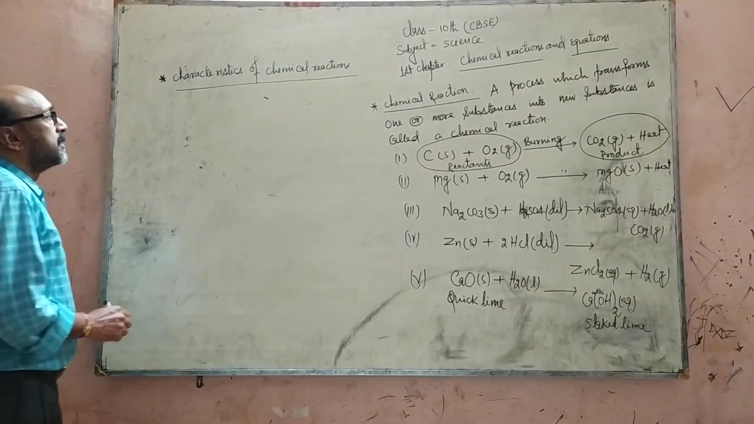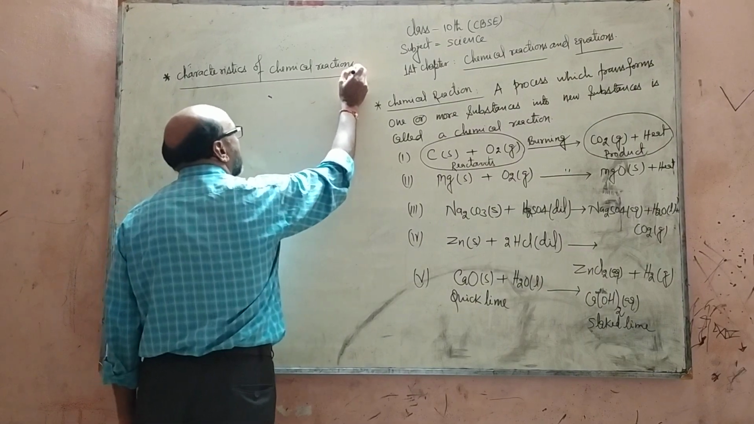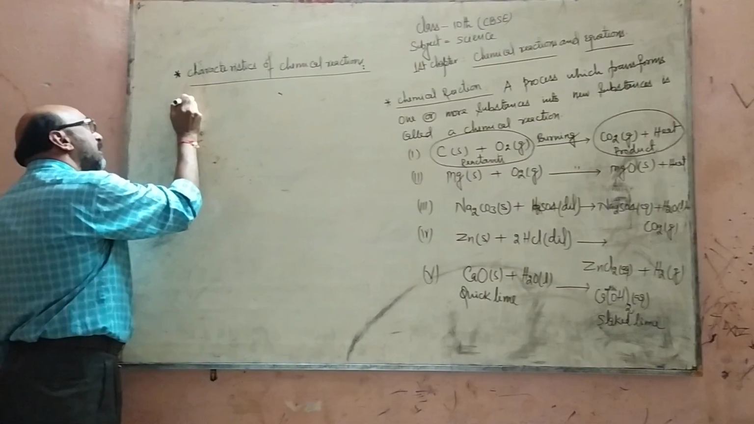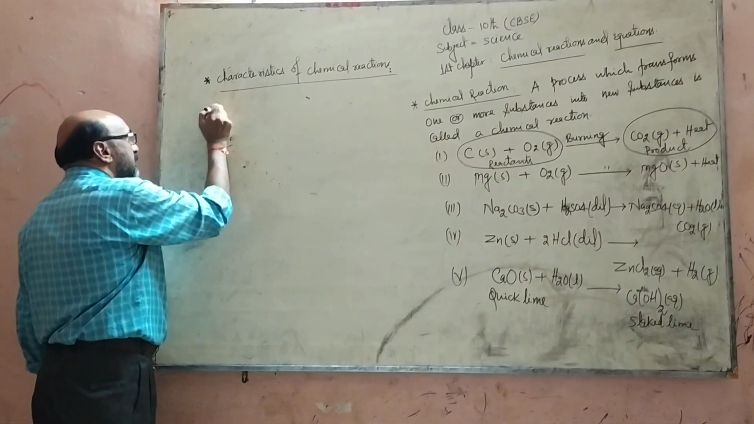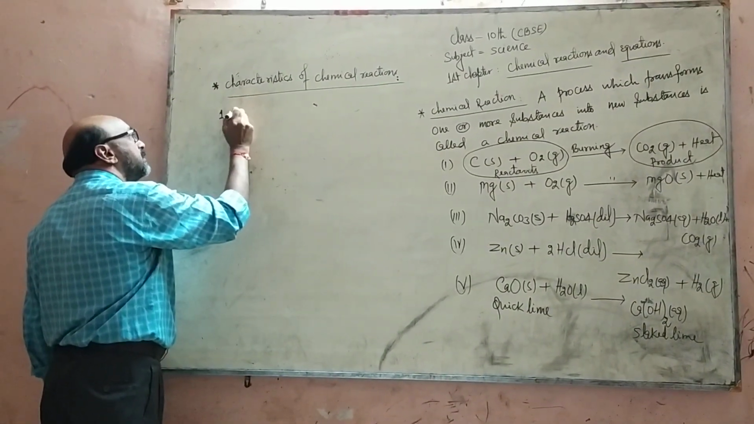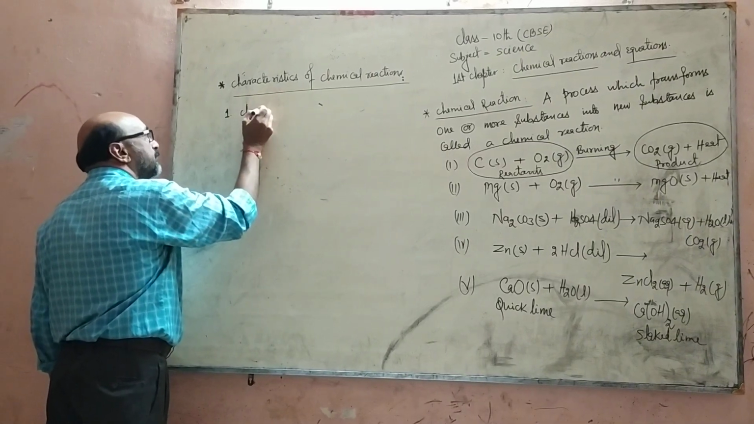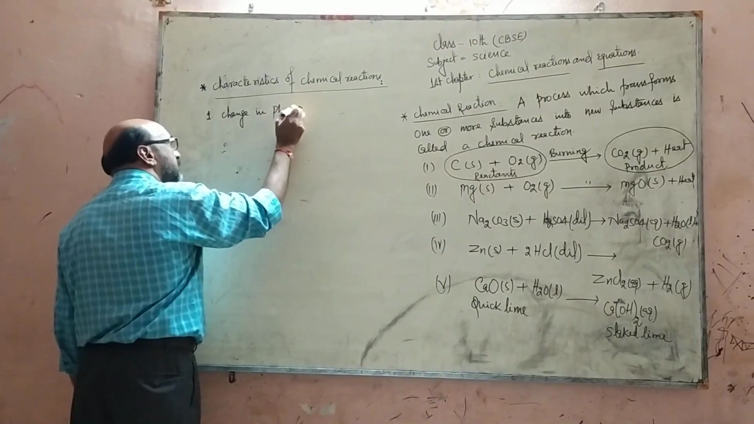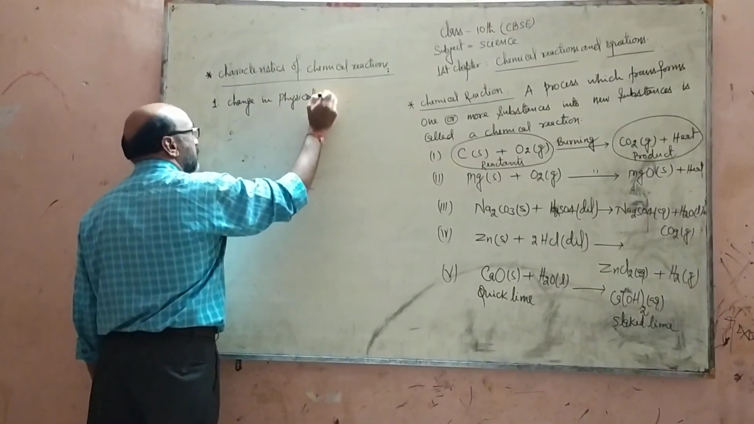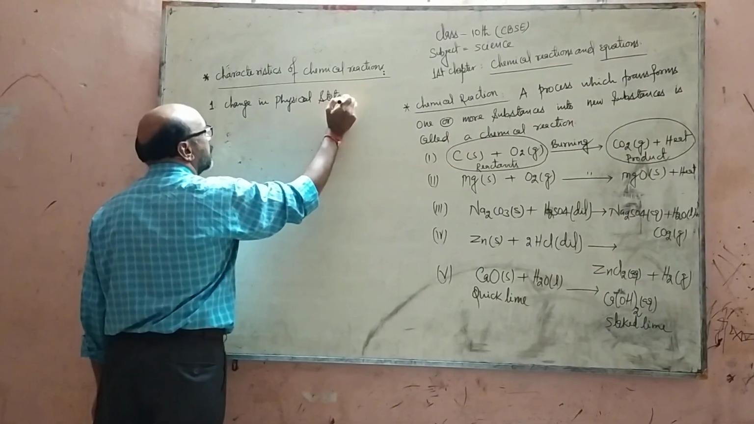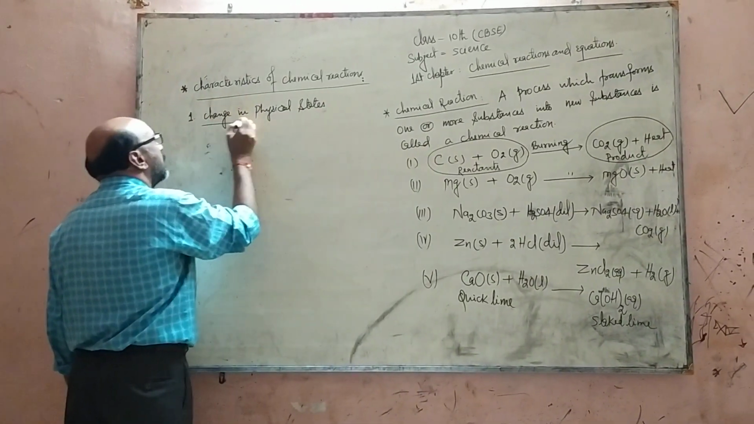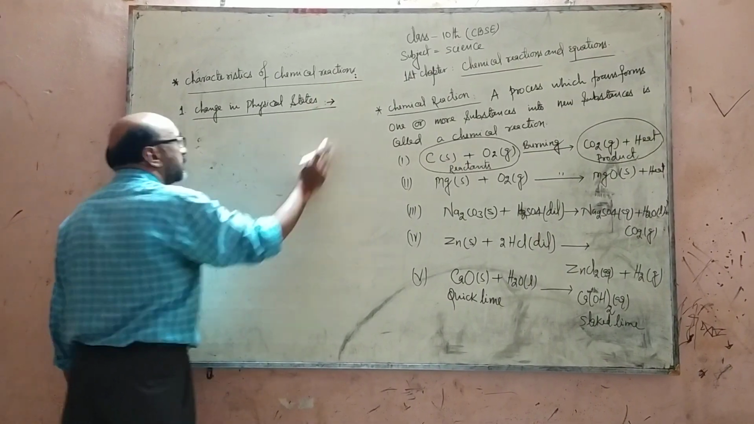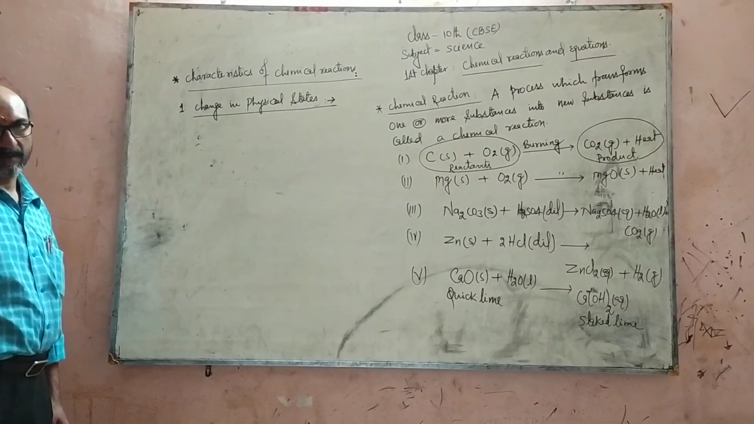Now, to identify the chemical reaction, 5 characteristics are usually discussed. The first characteristic is change in physical state. Some chemical reactions are accompanied with the change in physical state.